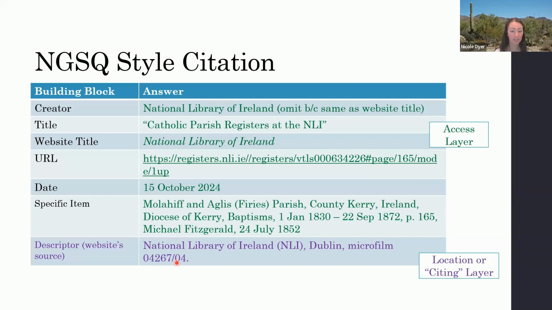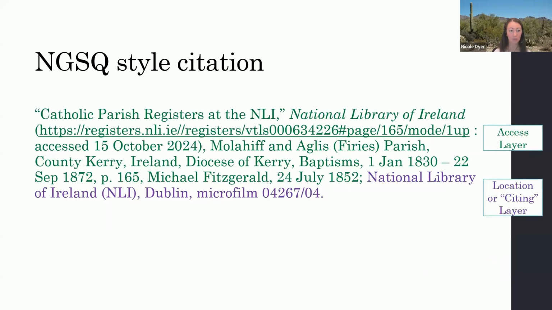Then the last layer is the location or citing layer. And so these images come from the National Library of Ireland in Dublin and microfilm 04267/04. So that's the website's stated source for those images, and that's why we want to include them in our citing layer. Putting that all together, here's what our citation would look like.